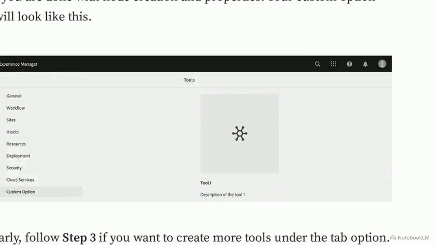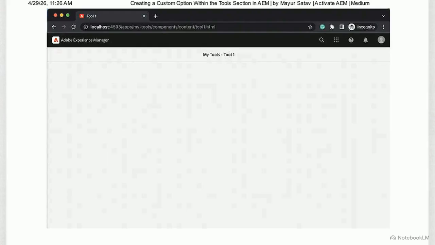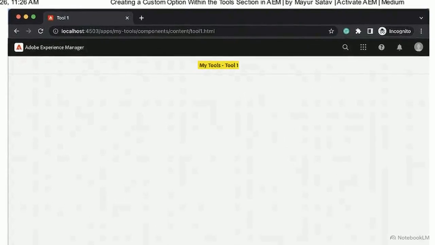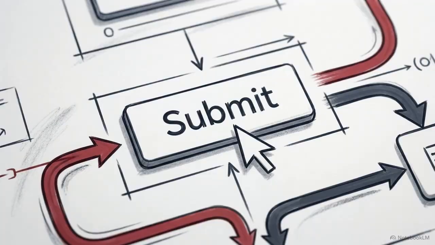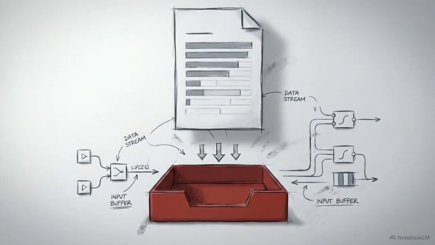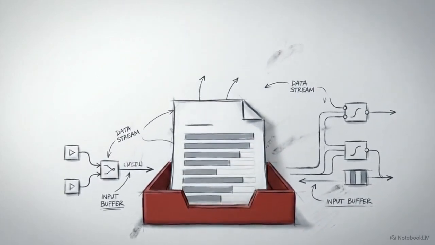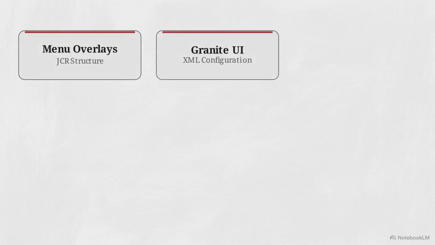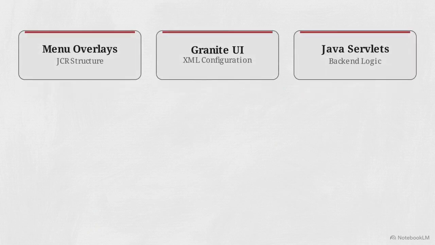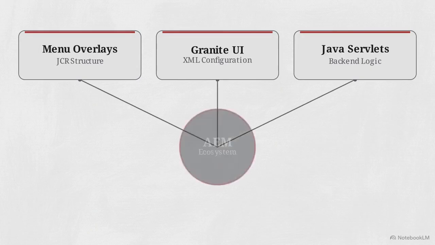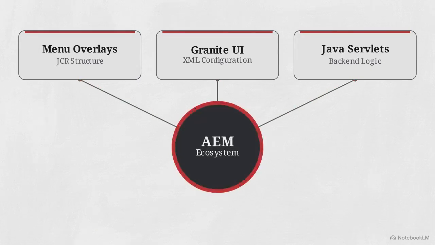Clicking into the tool brings us to the fully functional Granite UI shell page. Notice how the header prominently displays the My Tools, Tool 1 title we defined. When the user fills out the form and clicks our Submit button, the Sling Servlet intercepts the request, builds the data, and instantly downloads the generated Excel file to their machine. By combining menu overlays, Granite UI configurations, and backend Java servlets, you can build custom, site-wide functionality that integrates seamlessly into the AEM ecosystem.